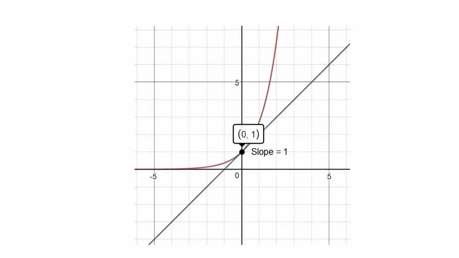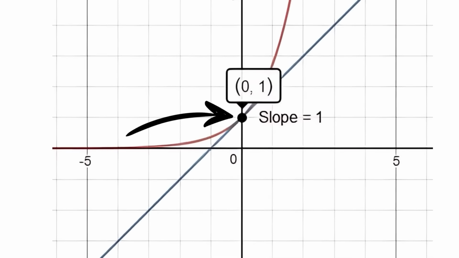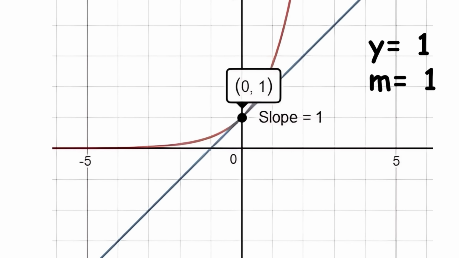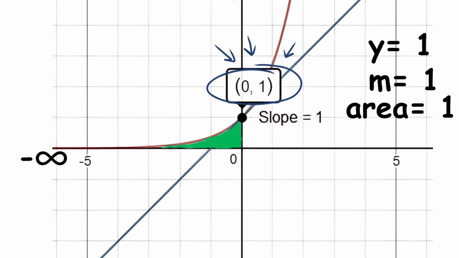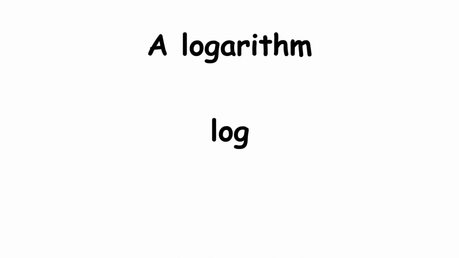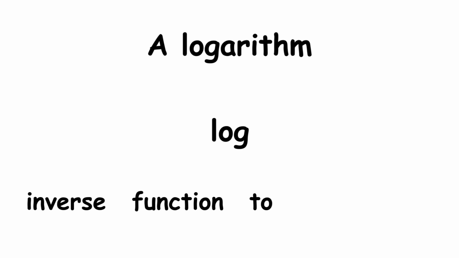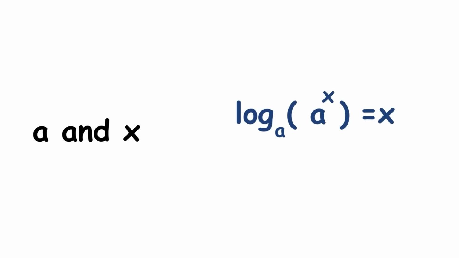In terms of the graph of the function, this means that at any given point on the graph, the height above the x-axis, the slope of the tangent line, and the area under the curve from negative infinity to that point are the exact same value. A logarithm, denoted by log, is an inverse function to an exponential function. Essentially, for any appropriate a and x, log base a of a to the power of x equals x, where a is called the base of the logarithm.